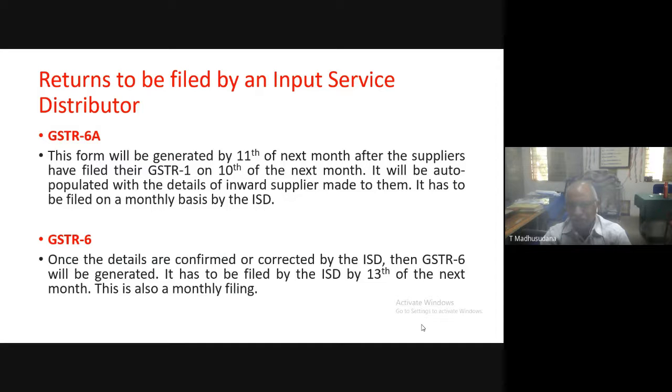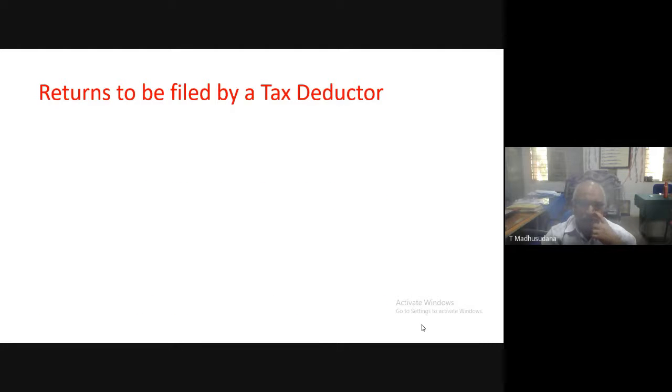It has to be filed by the ISD by 13th of next month. So this is a monthly report or monthly return to be submitted by the input service distributor by 13th of the next month. This is also a monthly filing.